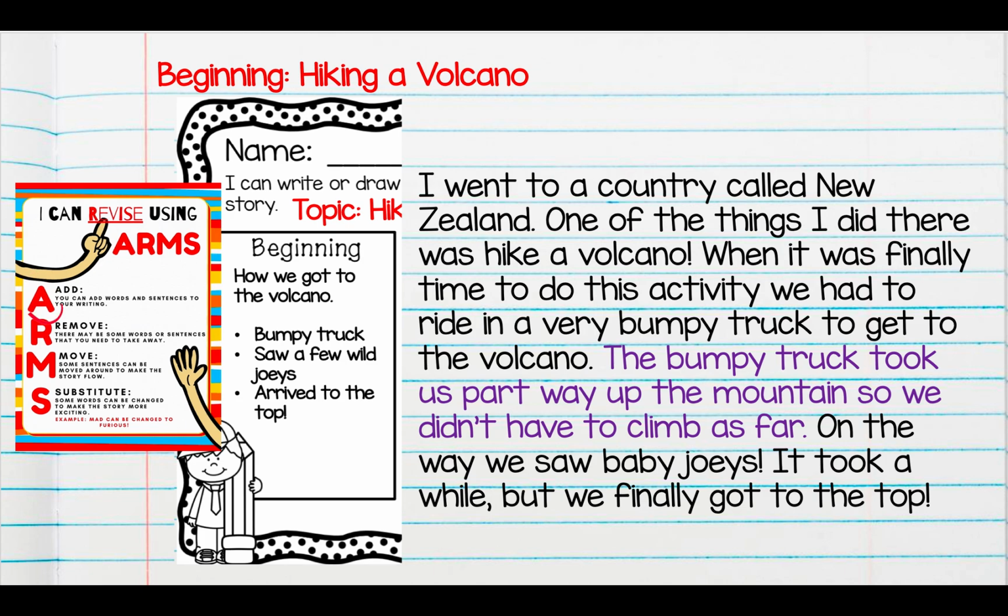On the way, we saw baby joeys. It took a while, but we finally got to the top. I'm very happy with what I added to the beginning of my story, and I want you to think of what you could add to the beginning of your story. Now that I've added something, I'm going to make sure that I still talked about the bumpy truck, seeing some wild joeys, and arriving at the top. And I did. It looks like even though I've added something, my story still sticks with what I wrote down the first time that I pre-wrote my story.